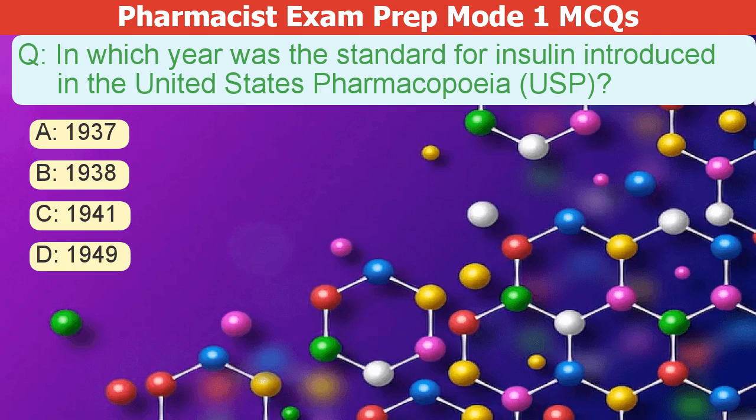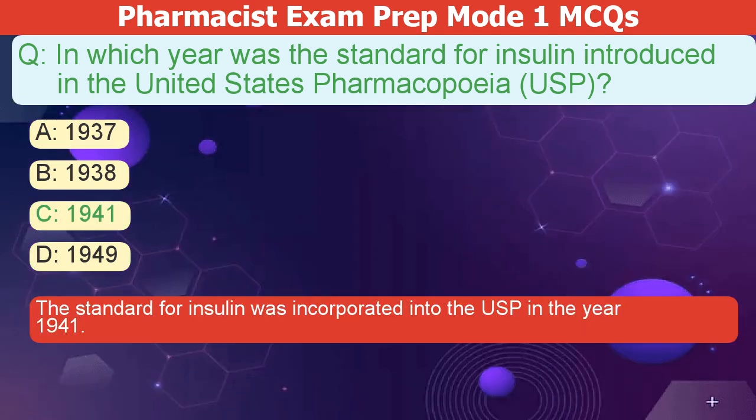In which year was the standard for insulin introduced in the United States Pharmacopoeia, USP? A. 1937. B. 1938. C. 1941. D. 1949. The correct answer is C. The standard for insulin was incorporated into the USP in the year 1941.